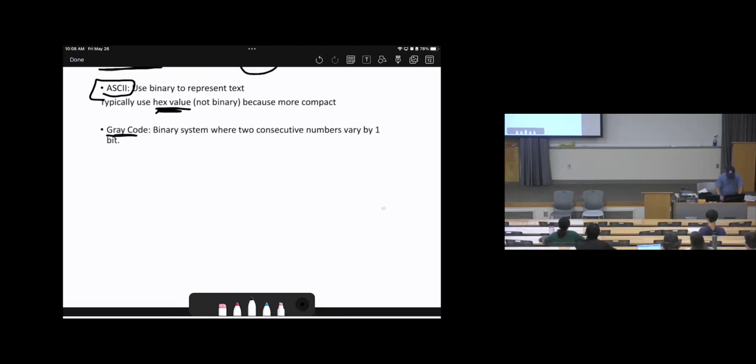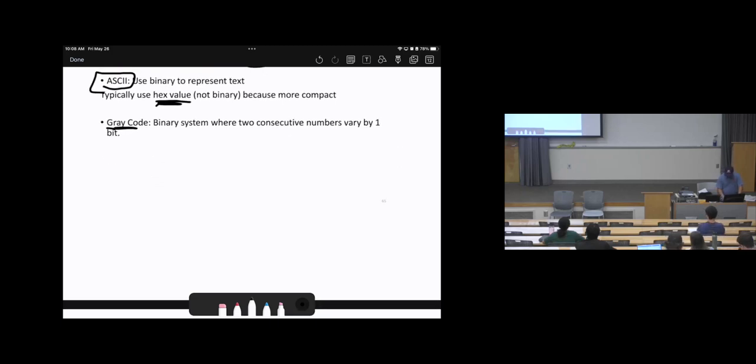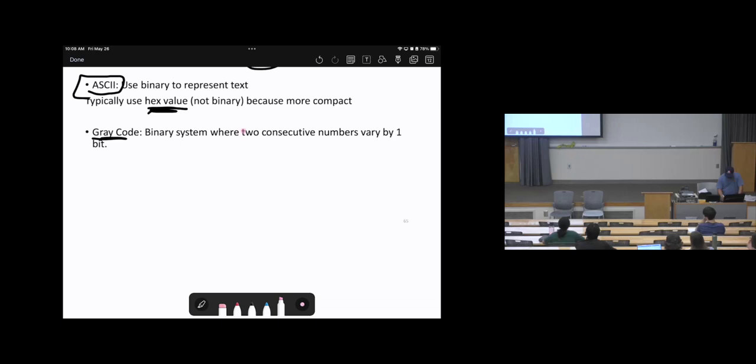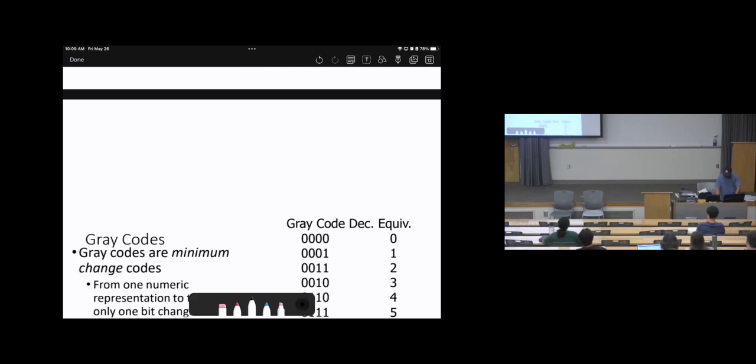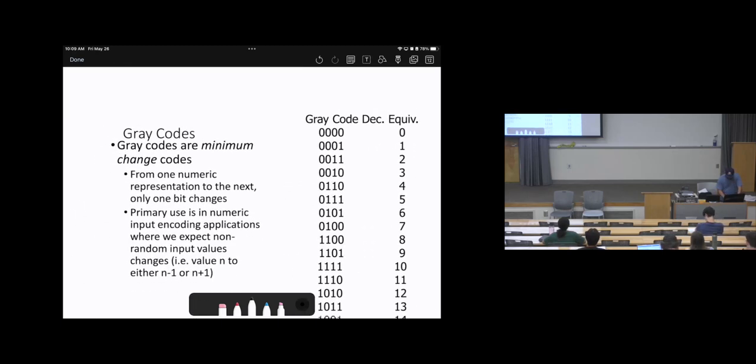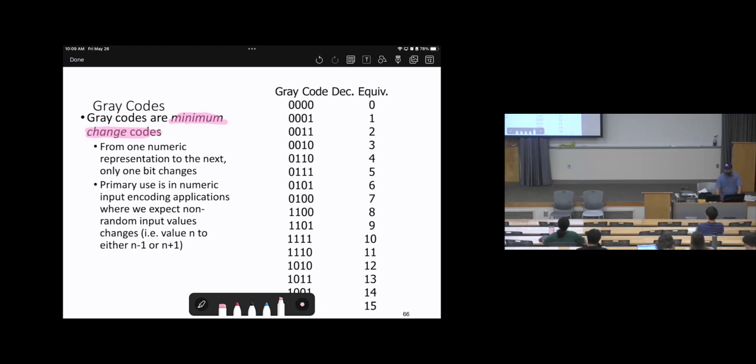So gray code is a binary system where two consecutive numbers vary by 1 bit. What does this mean? I can make, for example, the table for gray code, and our target is to minimize the code changes. Minimum code changes, such that only one bit will be changed at once.